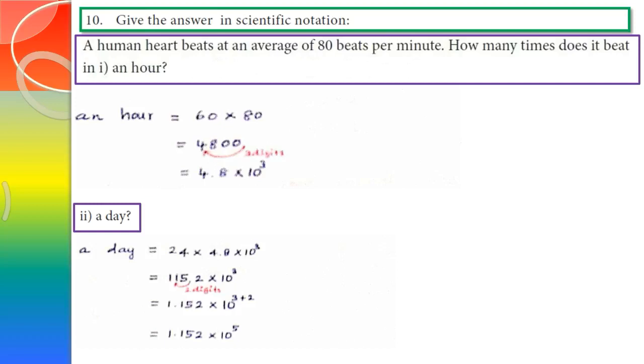The decimal point between 1 and 1 moves. So the answer is 1.152. That is 2 steps moved. So 10 power 3 plus 2. So the final answer is 1.152 into 10 power 5. That is the answer. Next, go to Roman letter 3.